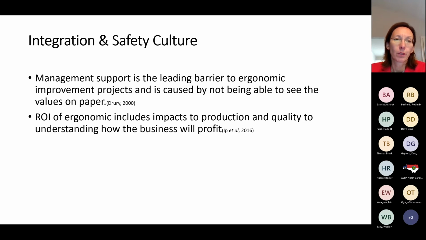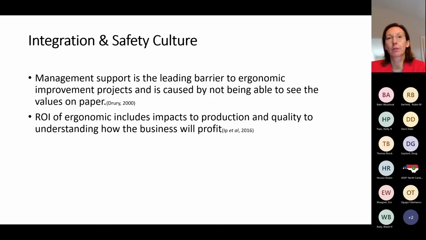You need management support, so not having it is the leading barrier. We probably all live that. And so with management, when you measure processes, you have to be able to measure something. You need to be able to show this on paper. You need to be able to understand really what the costs are.